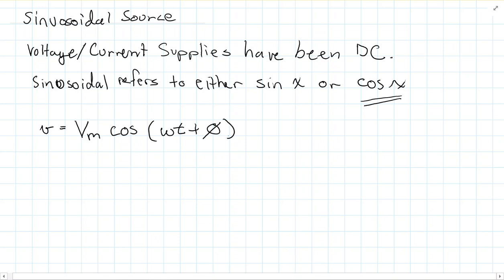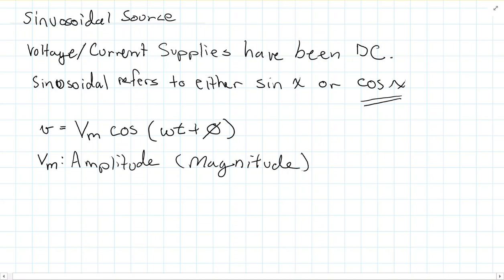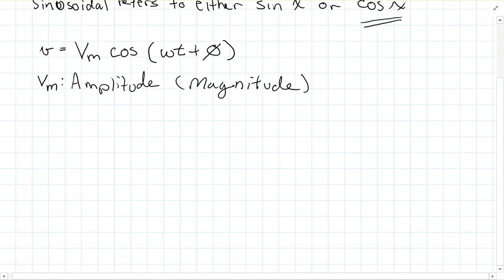Now, there are some very important things here, and this is stuff we should just remember from trig. Vm, of course, is what we call the amplitude. The reason we have sub m is that they think of it as the magnitude. If it's got no DC offset, it's the highest peak that the sinusoid source would get.